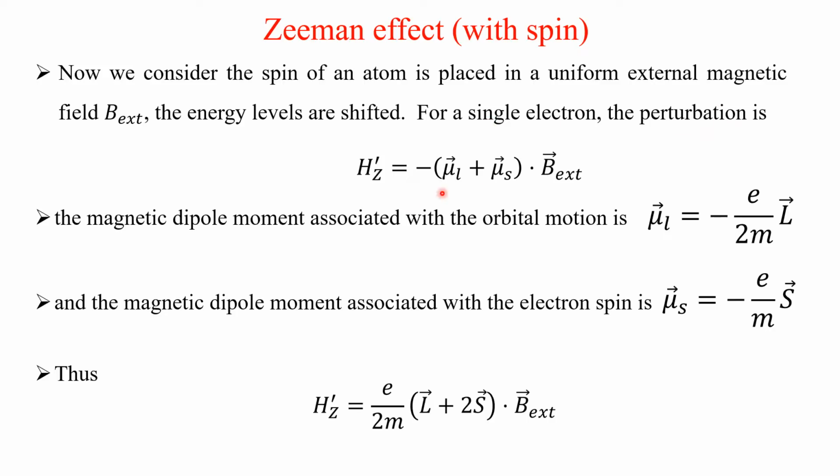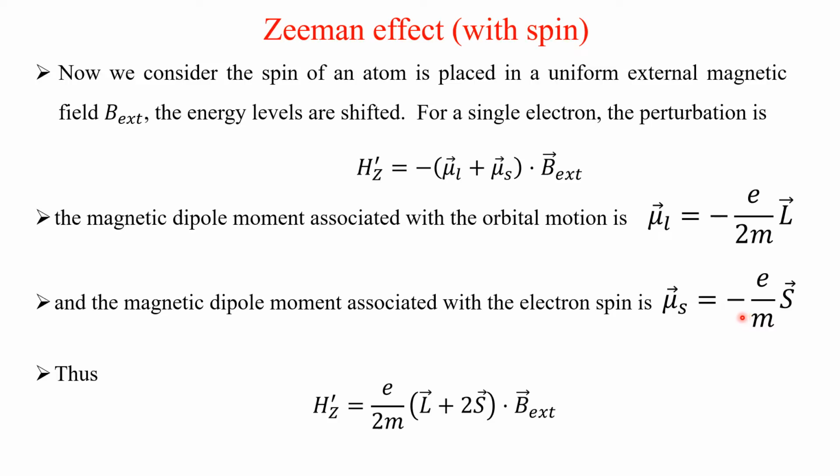For a single electron, the perturbation is H_Z prime. This is the perturbation due to the Zeeman Hamiltonian. At a later stage, I am going to introduce the perturbation due to fine structure. So, it is equal to minus (mu_L plus mu_S) dot B external, that is the applied magnetic field. Here, mu_L is the magnetic dipole moment due to orbital motion, and mu_S is the dipole moment associated with electron spin. Here, mu_L is equal to minus e over 2m into L, where L is the orbital angular momentum vector. Similarly, mu_S is equal to minus e by m into S, where S is the spin angular momentum associated with the magnetic dipole moment due to the electron spin.